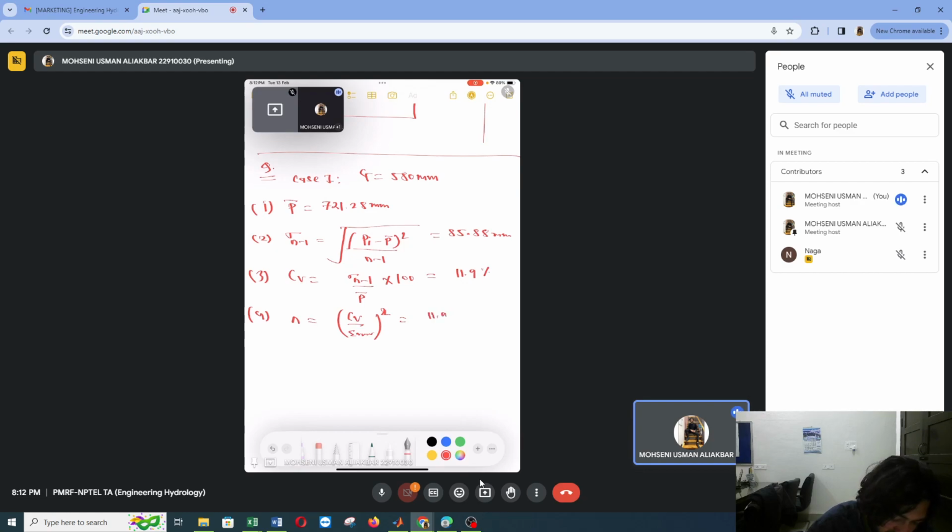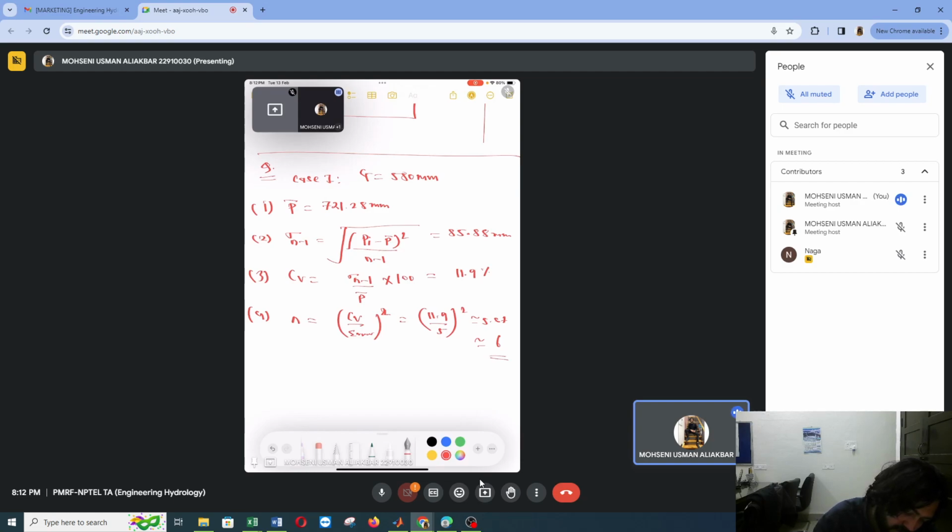So 11.9 divided by 5, the whole square, turns out to be 5.67. So 5.67 means approximately 6 rain gauges. So the number of rain gauges required is 6. In the question they have given us 7 rain gauges. So 7 gauges is good, because the required number of rain gauges is 6.